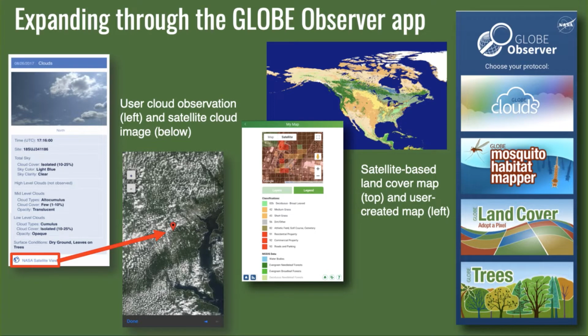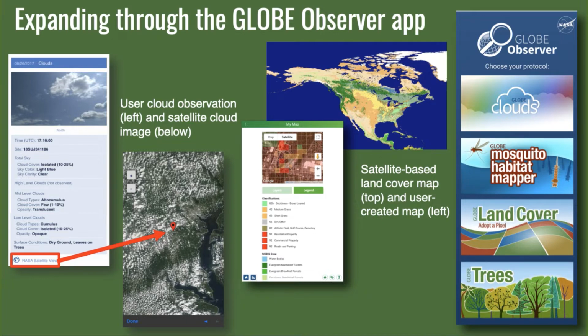In 2016, the Globe Observer app was released, which expanded the accessibility of the GLOBE program to a much wider audience, including the interested public who received their training through the app. We chose a subset of GLOBE data collection types that didn't require much equipment beyond the app itself and would be enhanced by the technological capabilities in smartphones, sensors, cameras, GPS, etc. We started with clouds and, as you can see, have expanded to mosquito habitat mapper, land cover, and trees, our most recent.